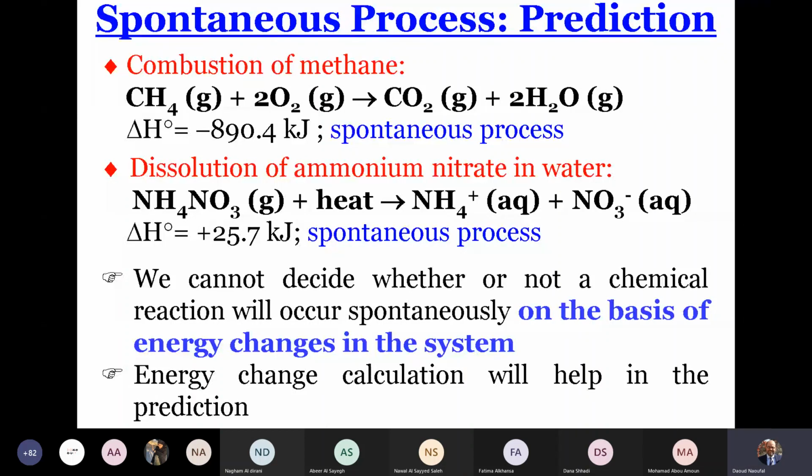Delta H of the reaction or delta H of the transformation is an indication about the nature of this reaction, exothermic or endothermic. Later, we will see that to predict the spontaneity of a reaction, we have to pass first by the calculation of delta H. So the energy change calculation will help in the prediction, but this energy is not the indication about the spontaneity of the reaction.